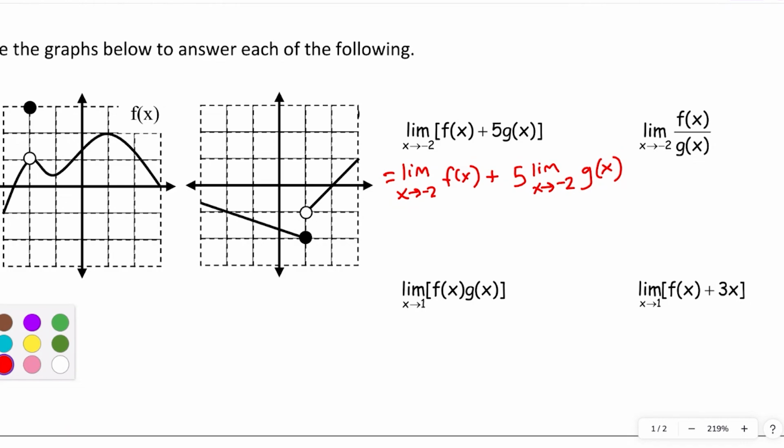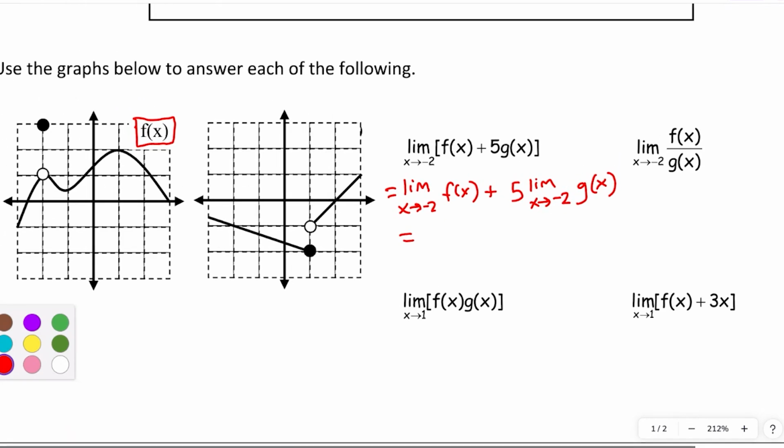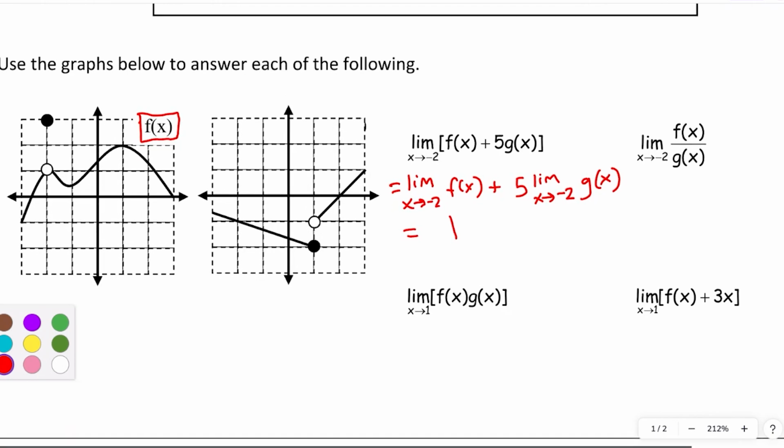What is the limit as x approaches -2 of f of x, which is this left one? It's 1, because the left and the right hand limits both agree. That has to be true for a limit to exist. The left hand limit has to equal the right hand limit, which we see it does.